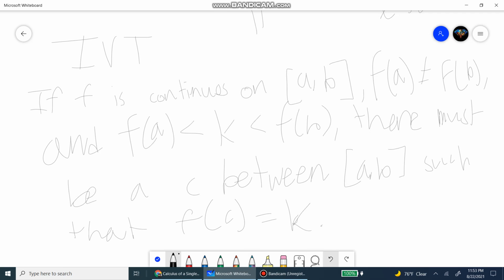Pretty much what this says is if there's a continuous function f, no discontinuities at all, on a to b, that's the interval, and f of a does not equal f of b, and f is continuous, and there's a k in between those two y values, there must be an x value, or c, between a and b, such that f of c equals k.